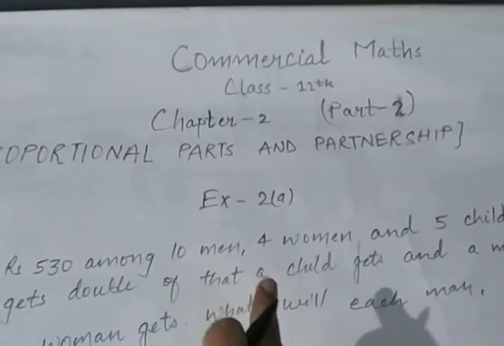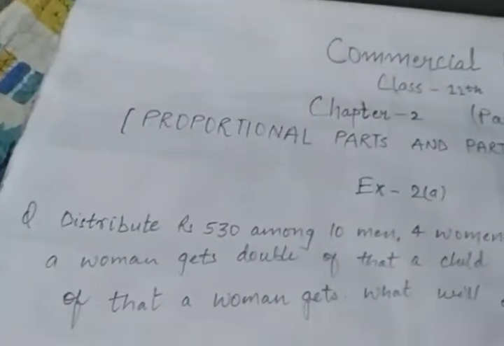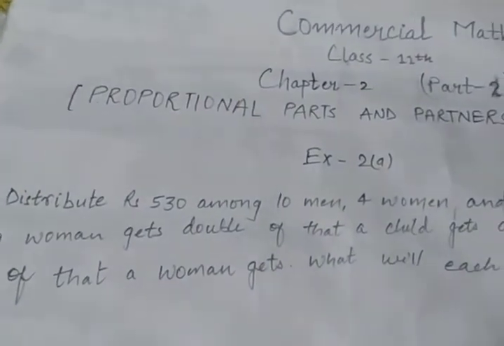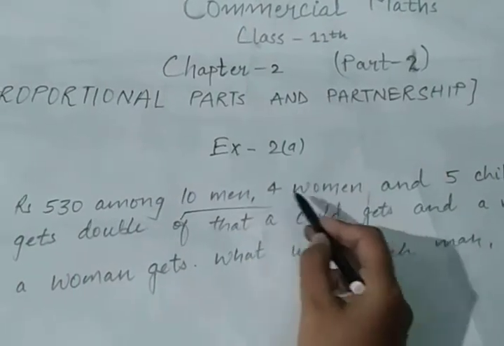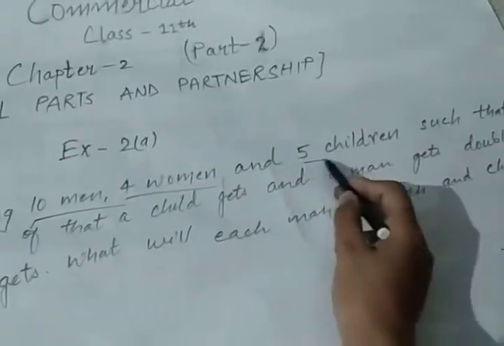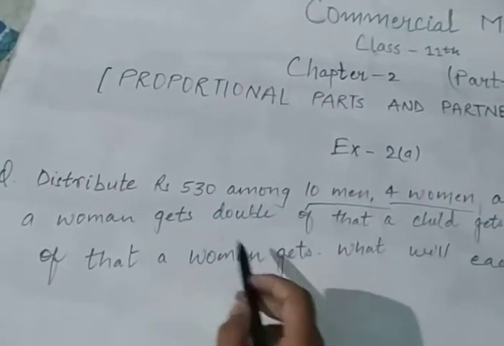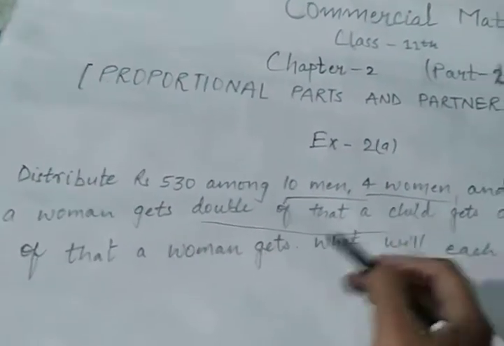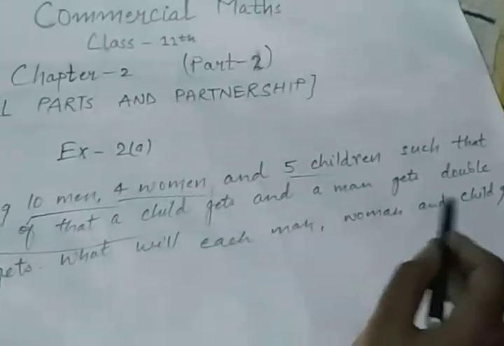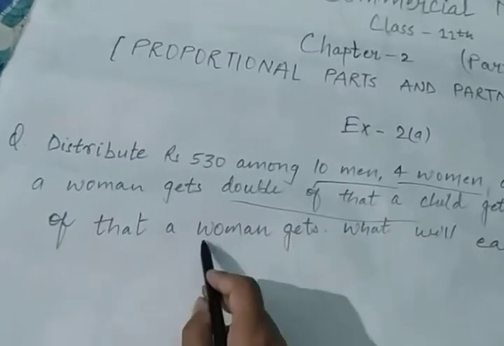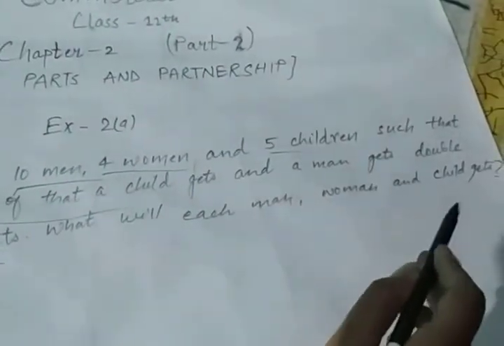In this video we will solve questions. The question is: distribute rupees 550 among 10 men, 4 women and 5 children, such that a woman gets double of that a child gets, and a man gets double of that a woman gets. What will each man, woman and child get?